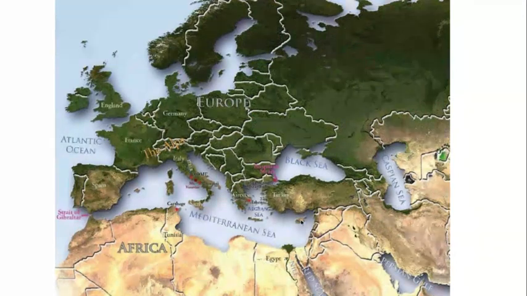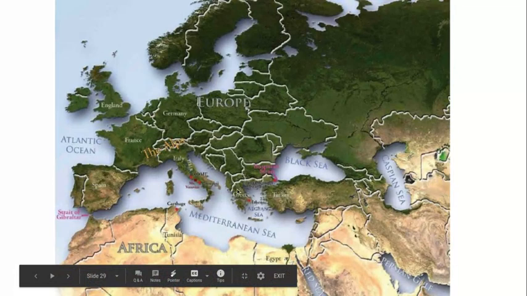Well, you can see where Turkey is right here. So you have Italy, Greece, and then Turkey. Turkey's right between Europe and Asia.